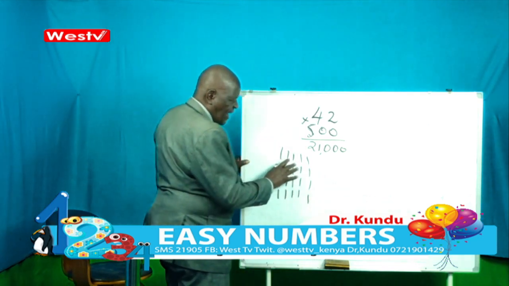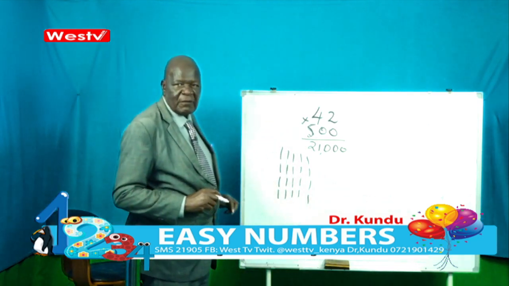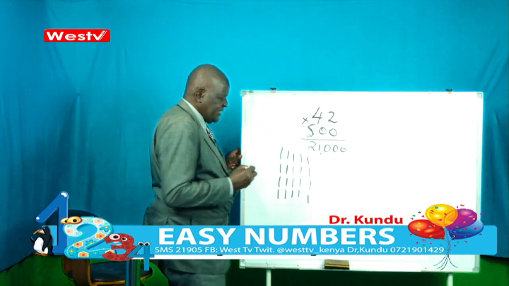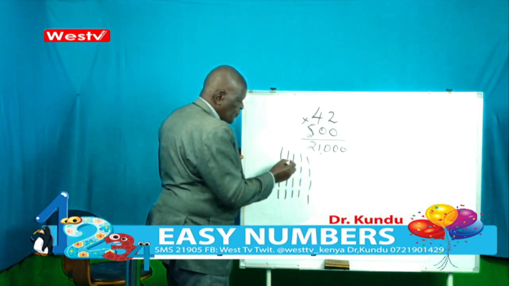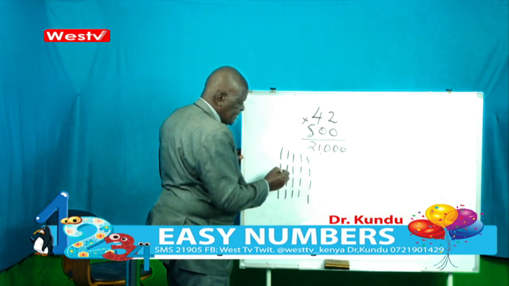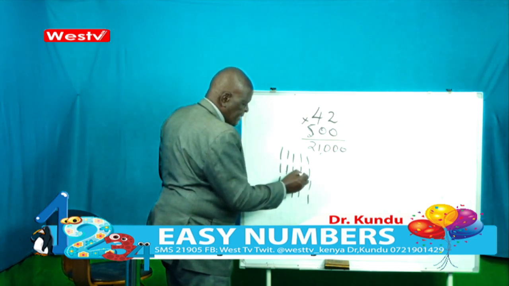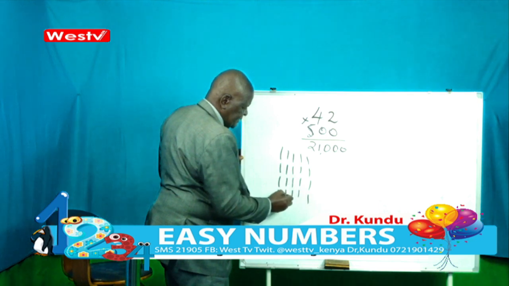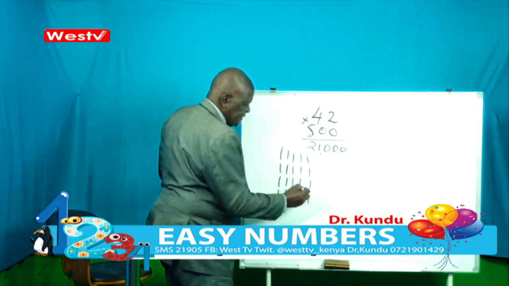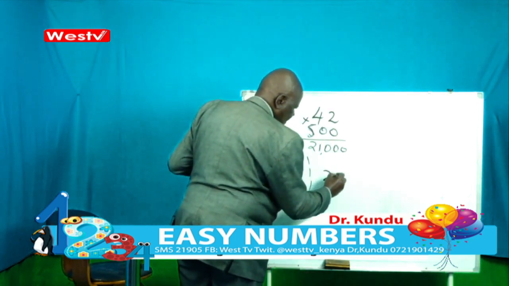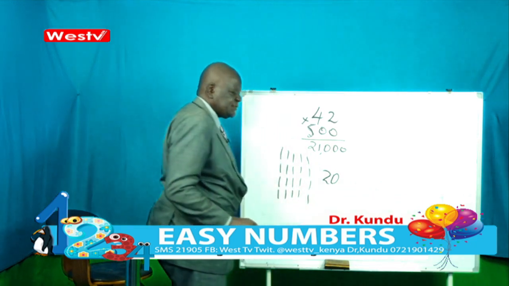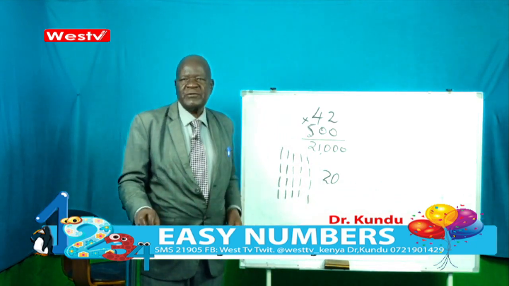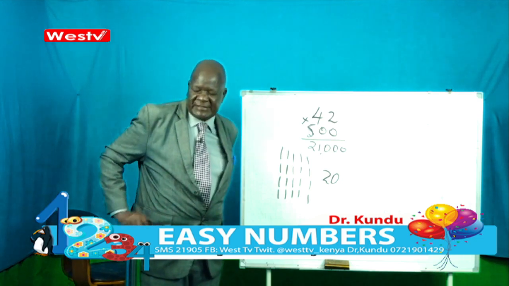So this is 5 times 4. And so we are told that we count how many there are. 1, 2, 3, 4, 5, 6, 7, 8, 9, 10, 11, 12, 13, 14, 15, 16, 17, 18, 19, 20. So we say 5 times 4 is 20. And that is how we are introduced to our mathematics.